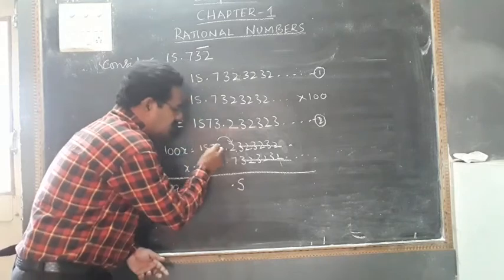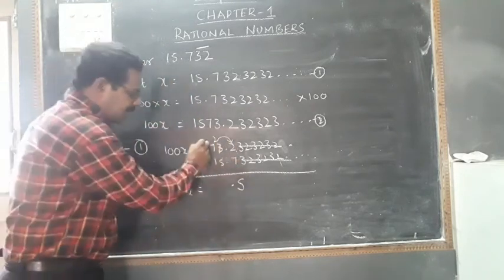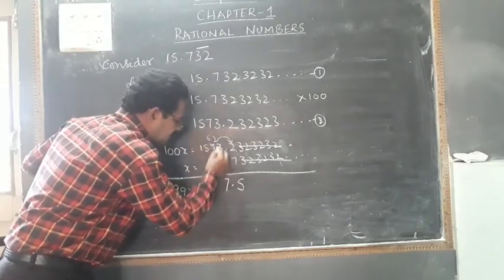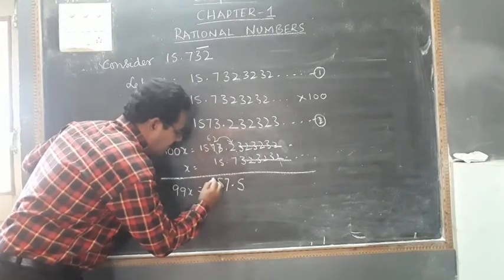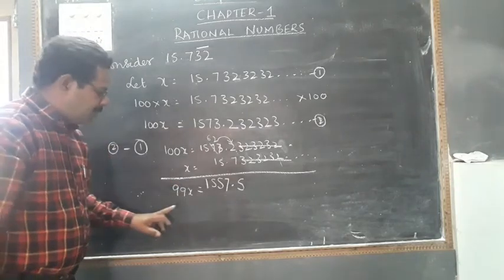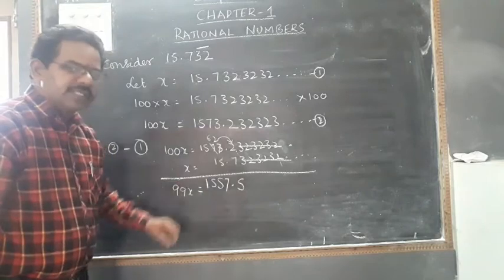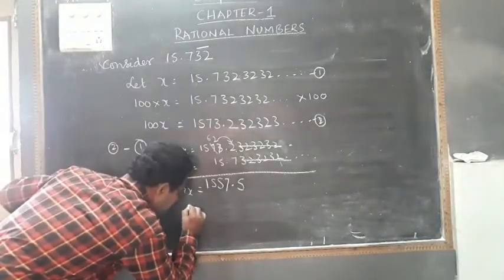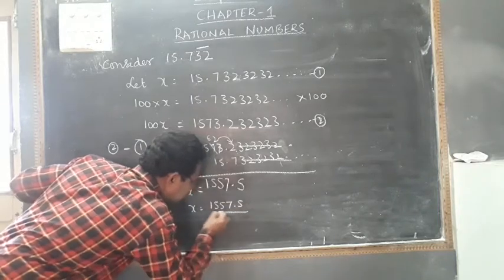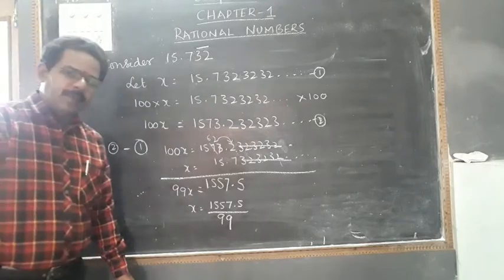The point is there. From 3 we have taken 1, that means it is 2. Again 12 minus 5 is equal to 7. 7 will become 6. 6 minus 1 is equal to 5. So we get 1557.5 on the right side. So 99x is equal to 1557.5. Now x is equal to 1557.5 divided by 99. This is the form of p by q.